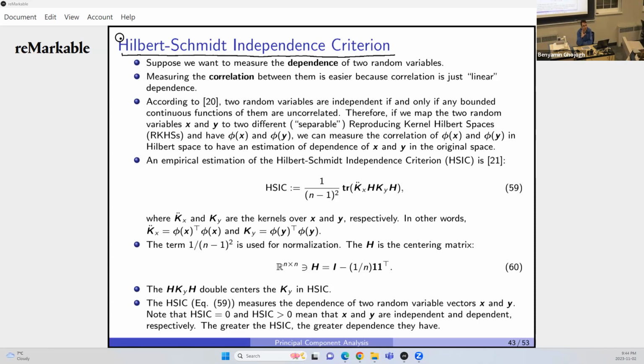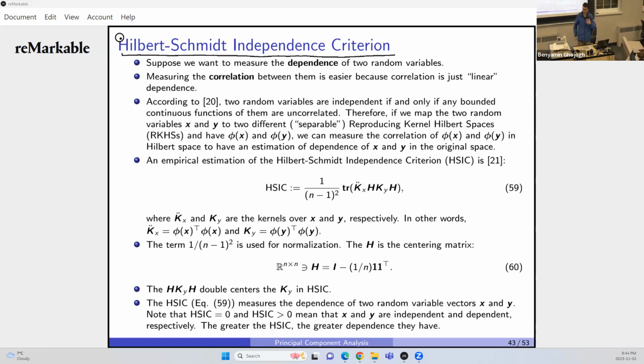HSIC revolutionized machine learning in various ways. One example is supervised PCA, proposed by Ali Ghodsi et al., who used HSIC in PCA. HSIC was proposed by Schölkopf et al. What is that?